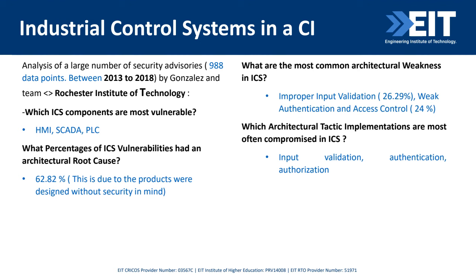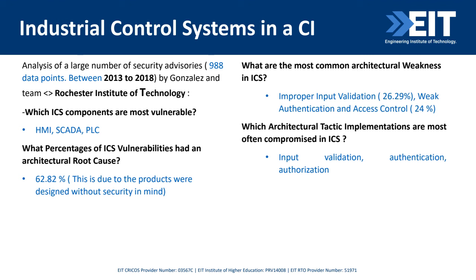That's the analogy. What are the most common architectural weaknesses for industrial control systems? Improper input validation. Inputs coming in, I'm a water pump, I'm not validating the instructions received. I'm just executing those as is. So that's exposure of vulnerabilities.